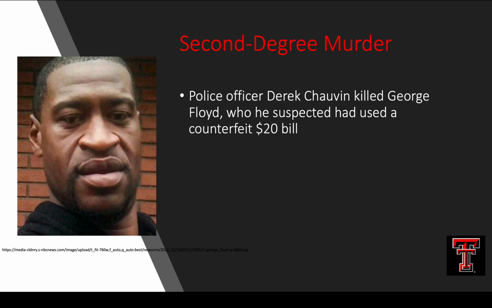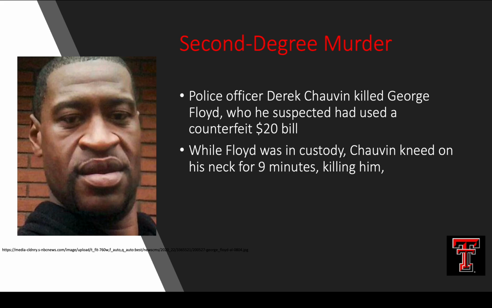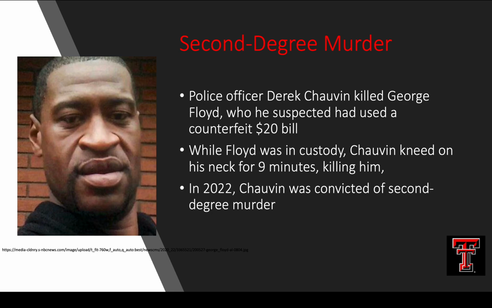An example of this is the killing of George Floyd, killed by police officer Derek Chauvin. He suspected Floyd used a counterfeit bill, and while he had him in police custody, Chauvin kneeled on his neck for 9 minutes and killed him. And in 2022, he was convicted of second-degree murder. He didn't necessarily wake up in the morning and say, okay, I'm going to kill George Floyd, but it's something that he meant to do, but he didn't pre-plan it beforehand.